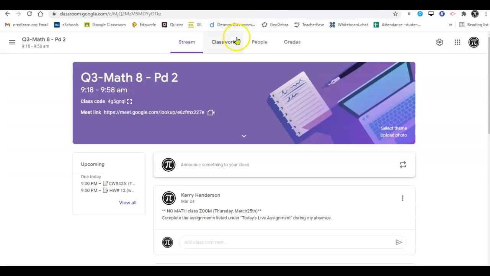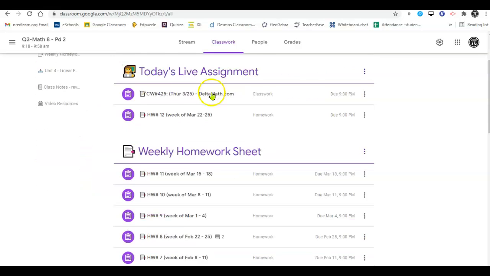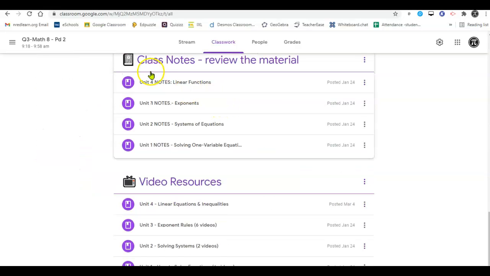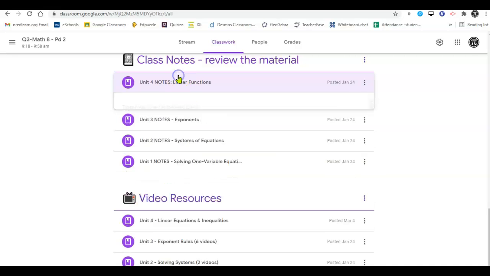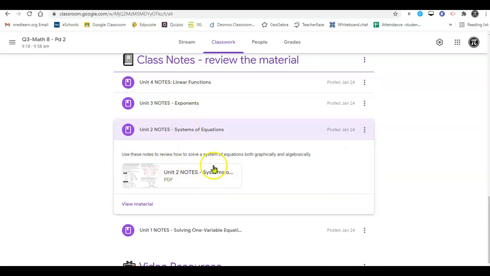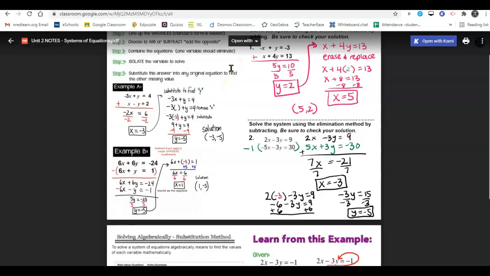So in the Google Classroom, under the Classwork tab, if you click on the left-hand side, or if you scroll down, you can get to the section for notes. Systems of equations and linear functions are where you can find that information. To graph a line using slope and y-intercept, graphing linear equations written in slope-intercept form can be found here in the Unit 4 notes. Systems of equations can be found here in Unit 2. It will show you how to use the elimination method, which is what the topic is called.